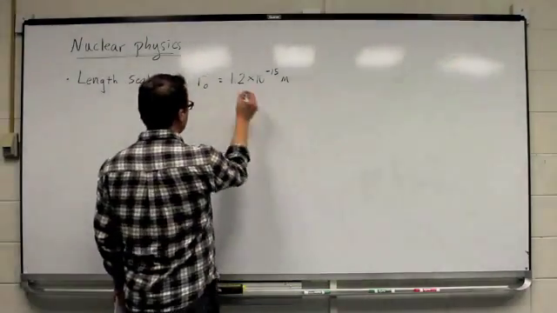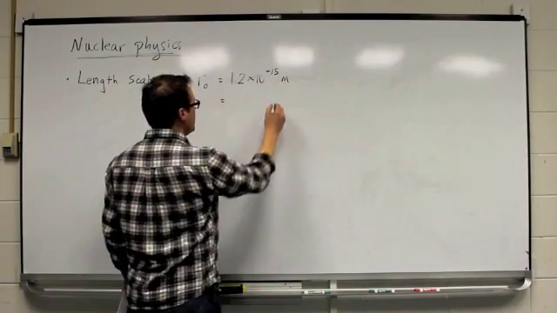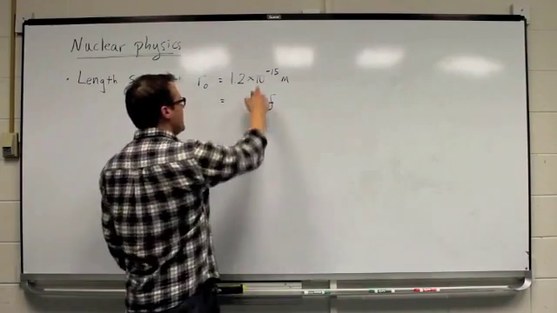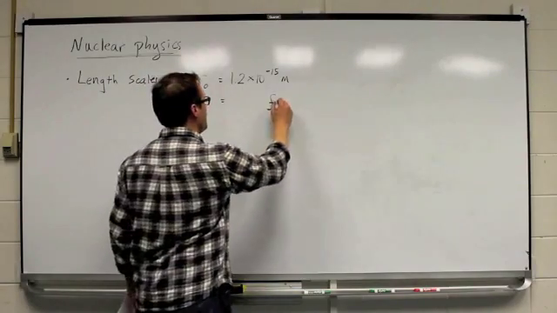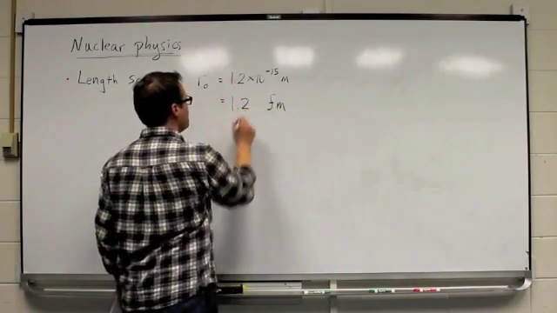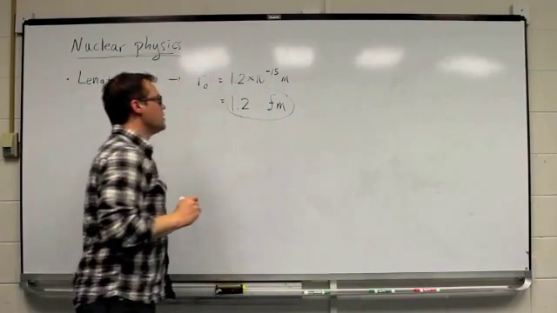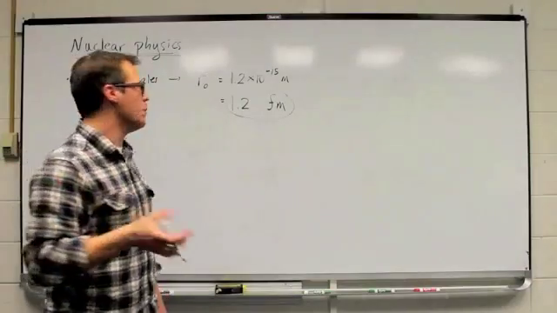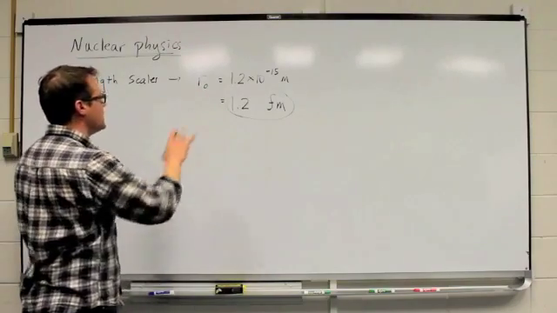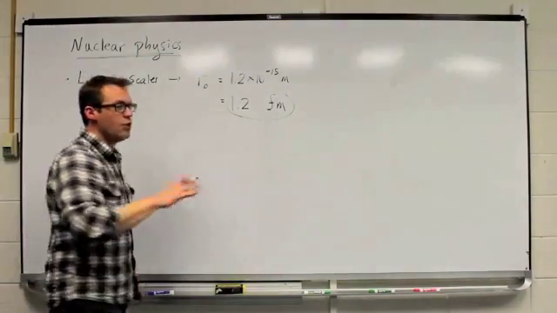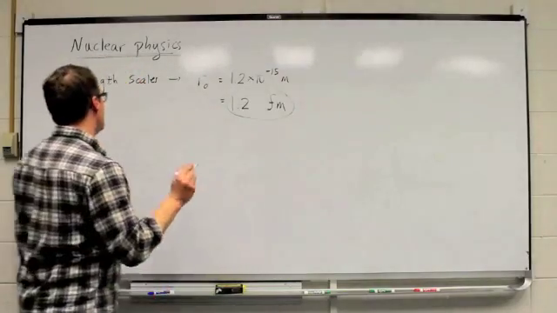In fact, 10 to the minus 15 meters is the metric prefix femto. So this is like a femtometer, 1.2 femtometers, which is much, much smaller than the size of the atom. The atom is mostly really empty space. Now, this number, as I said, is just a typical number. It's sort of the nuclear equivalent of the Bohr radius.